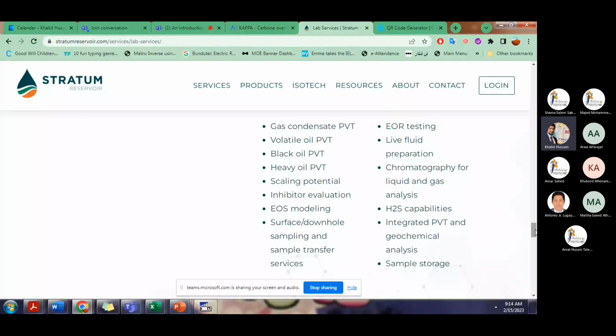This presentation is part of a series. Today we will have an introduction to PVT plus the simulator or software. The next presentation will be about how to use the software and how to analyze the data. So let's go through the presentation.